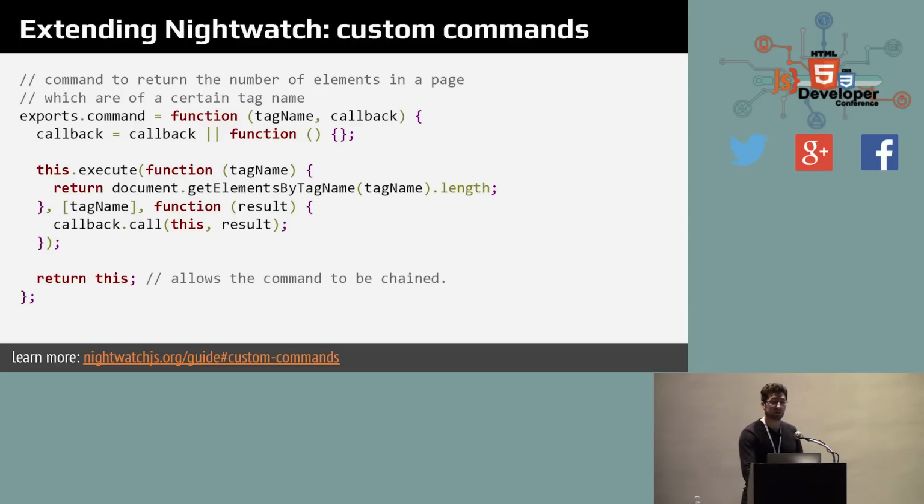So doing a command, I think, is arguably easier than doing an assertion. This is an example of how we would implement our tag name. Essentially, all you do is implement a node module. And it takes a callback, and then, in this case, a value mapping to the tag name that you want to check for. And then we just call execute. What this is doing is saying, I want to execute the following code within the context of the web page. Not within the node context, but within the actual browser that we're observing through this test.